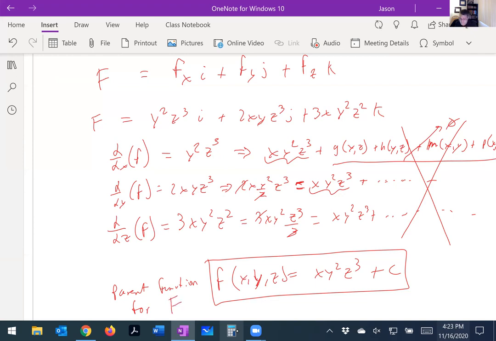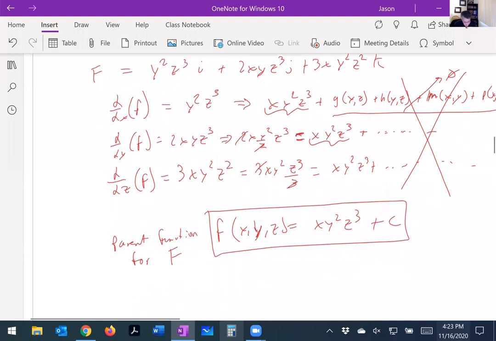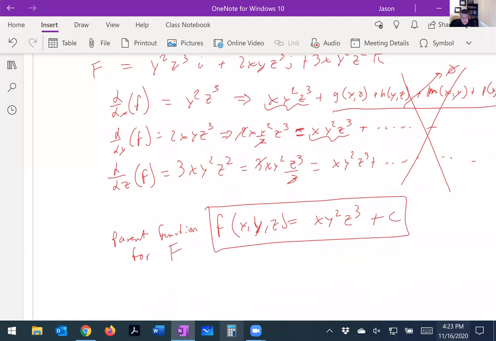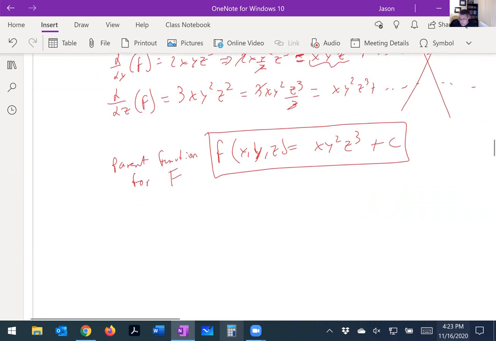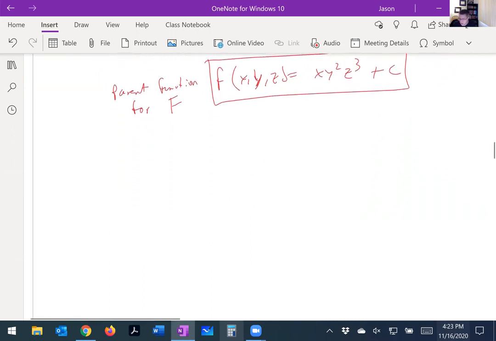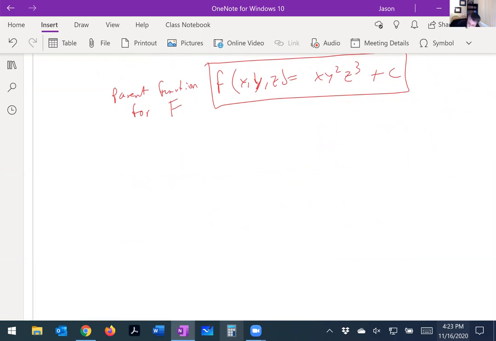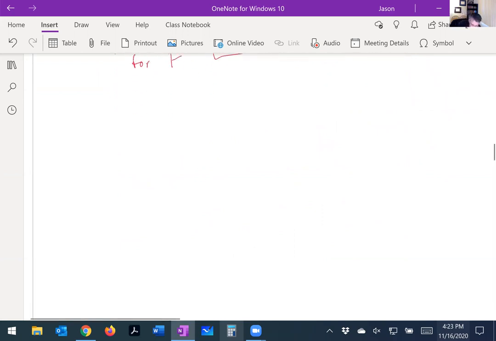For f. Okay, so there you go. And we could do that because it's conservative. If it wasn't conservative, we couldn't do this. Only because it's conservative could we find that. And do we want to look for something that could potentially not be there? No. So what are we going to do? We're going to calculate the curl, and if it's equal to 0, then we can go ahead and find our parent function.